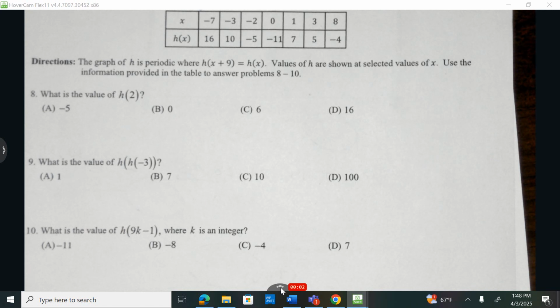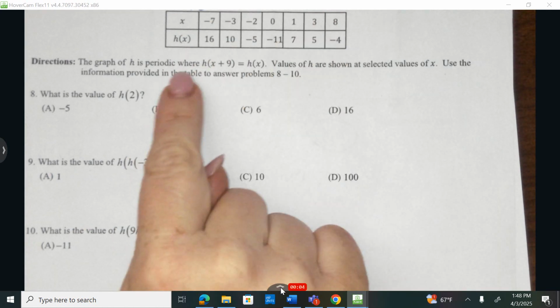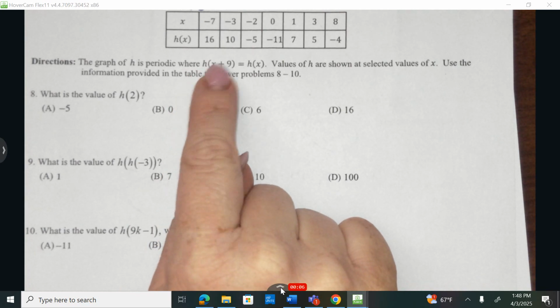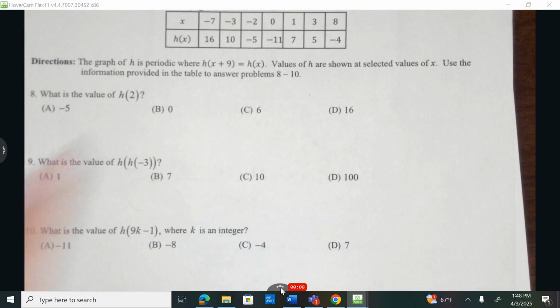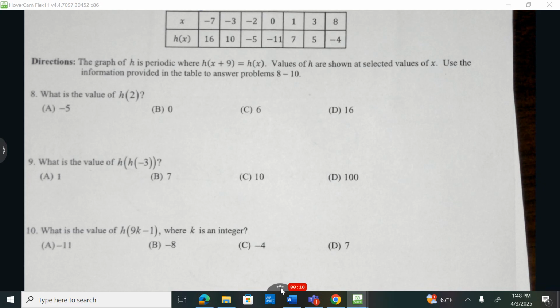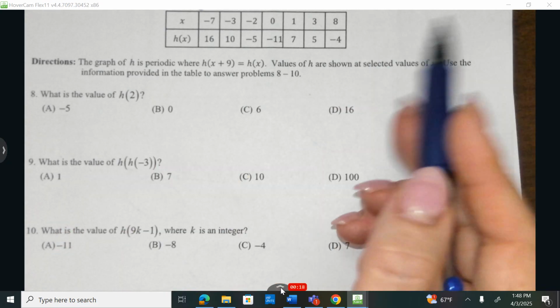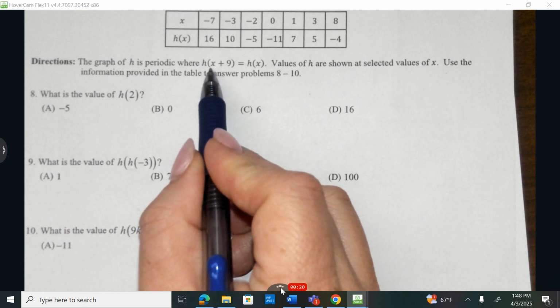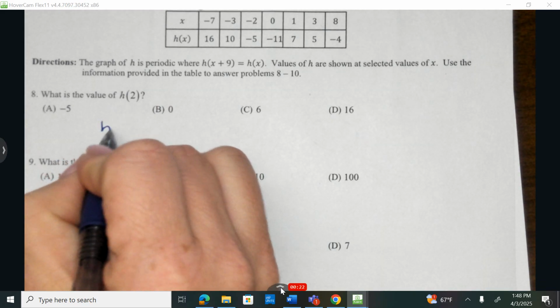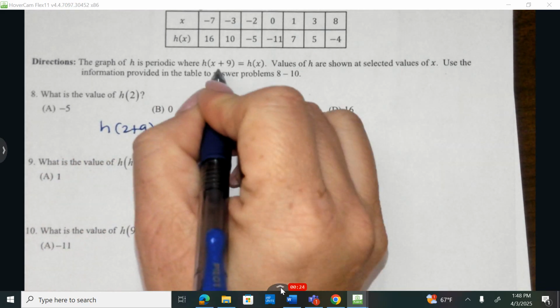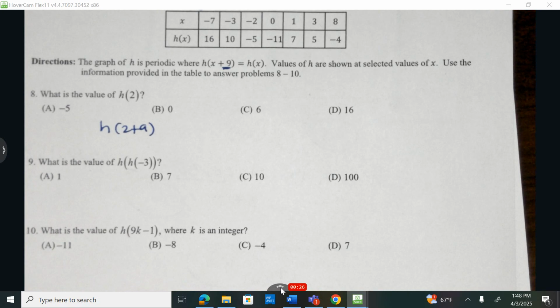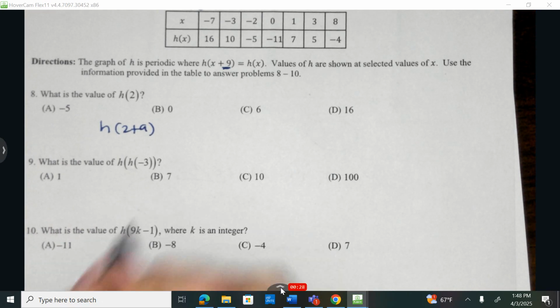8, 9, and 10, we are going to look back at our table and recognize that f of x plus 9 is equal to f of x. And so we're really relying on our idea of pattern, just like we did for the previous 3 questions. So f of 2, I look up here, f of 2 isn't up here, so I'm going to plug it in. So f of 2 plus 9. This tells us that every 9 we start a new cycle. Every 9 we start a new cycle.